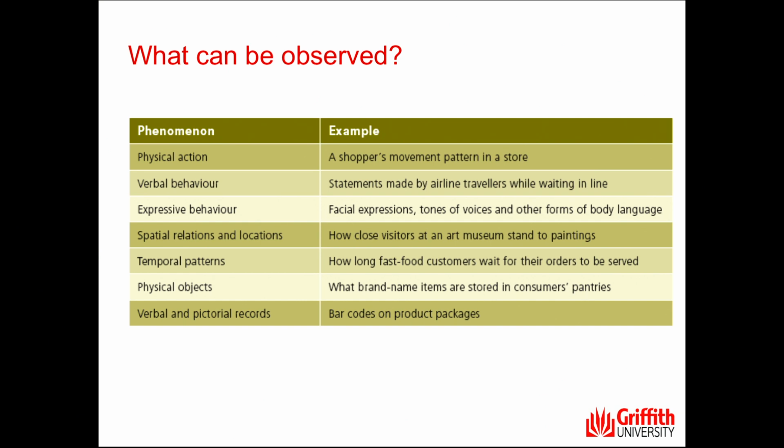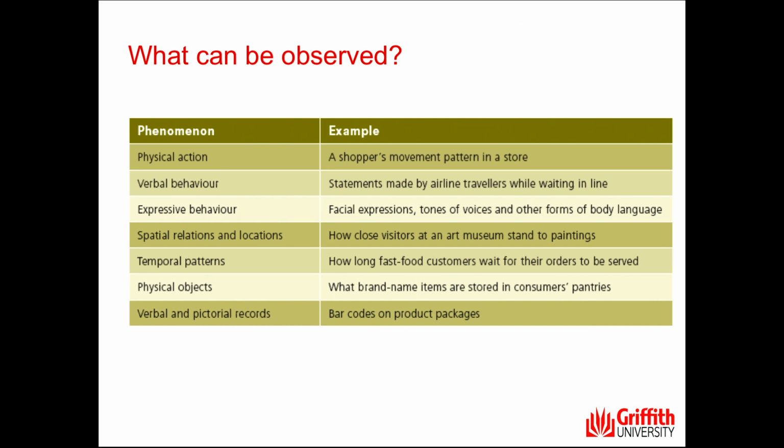These are some examples of what can actually be observed. Let's pick a few. For example, physical action. You can observe a shopper's movement pattern in a store. For example, if they go to a supermarket, do they go aisle by aisle or do they go randomly? That helps you understand how shoppers behave in a supermarket.